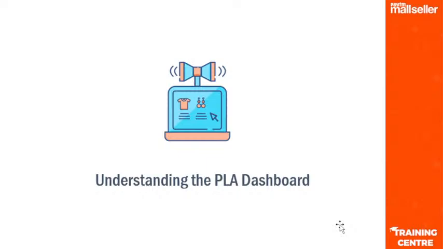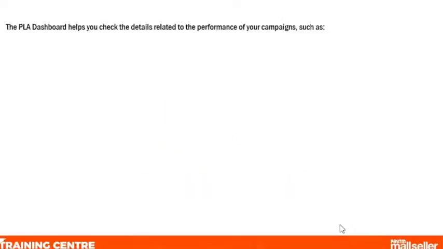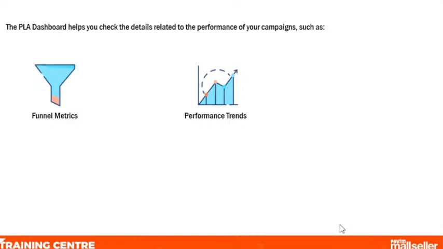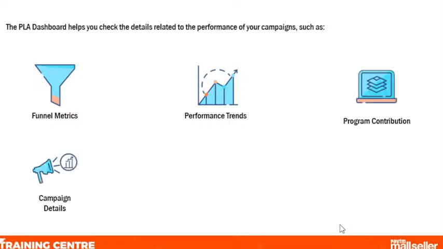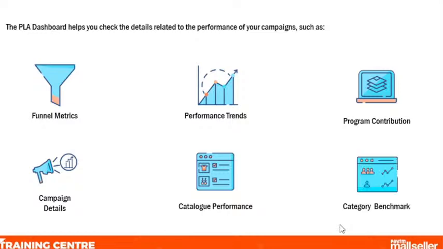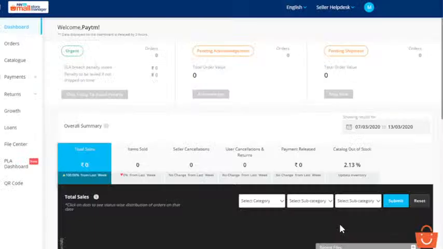Let's move on to understanding the PLA, product listing ad dashboard. The product listing ad dashboard helps to check the details related to performance of a campaign, such as funnel metrics, performance trend, program contribution, campaign details, catalog performance, and catalog benchmark. So for that, to go to the PLA dashboard, go to your seller funnel.